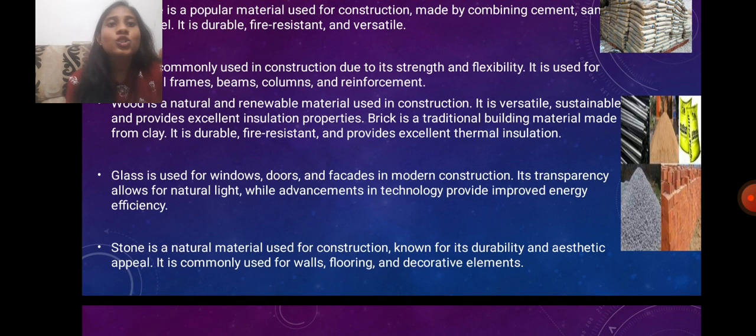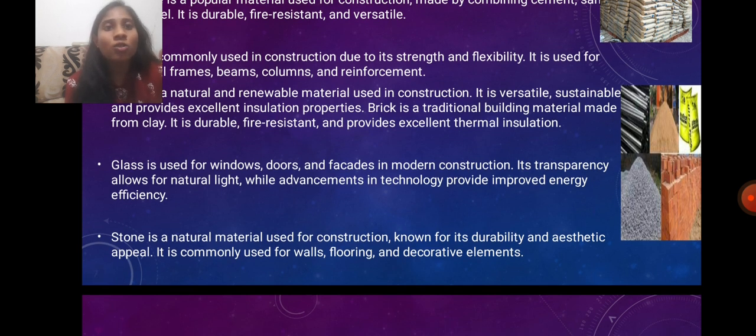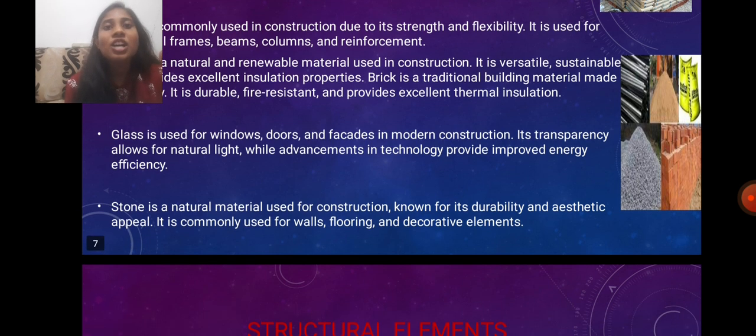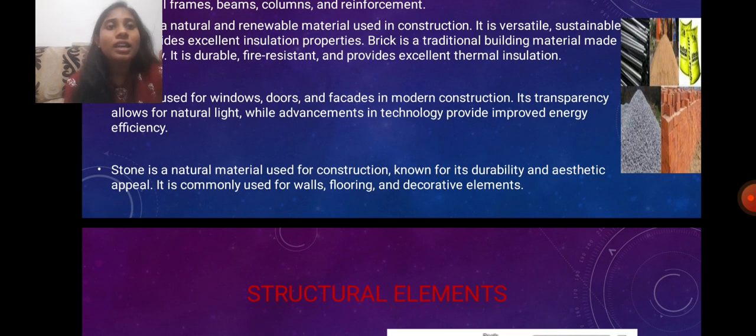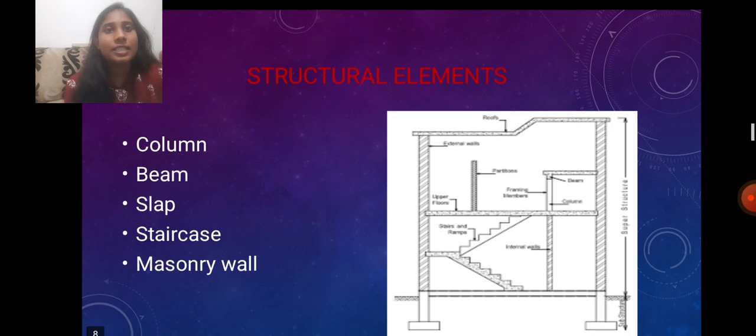Glass. Glass is used for windows, doors and in modern construction. It is transparent and allows natural light inside the houses or constructions, and advancements in technology provide improved energy efficiency. Stone. Stone is a natural material used for construction, known for durability. It is commonly used for walls, flooring and decorative elements.